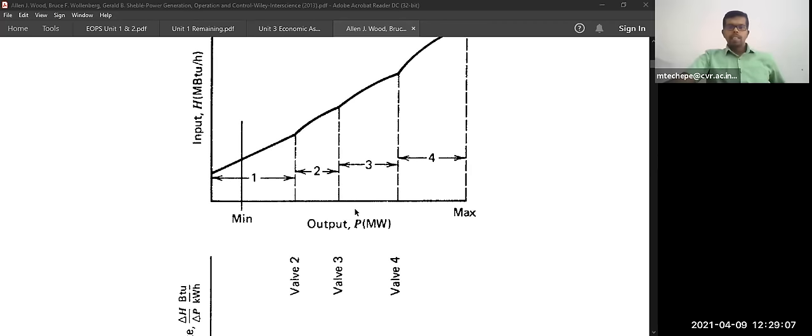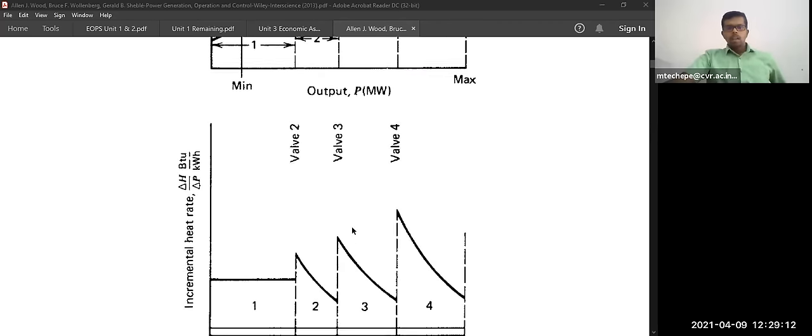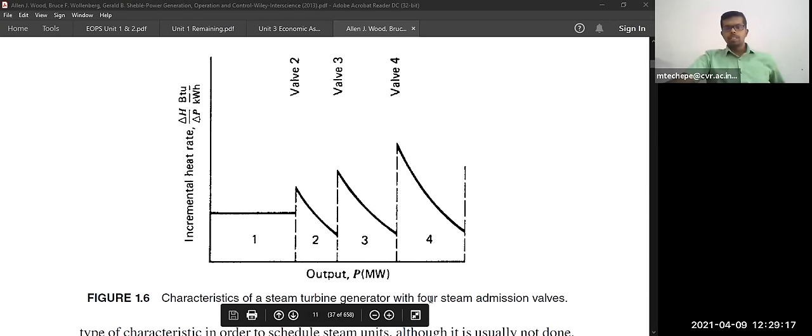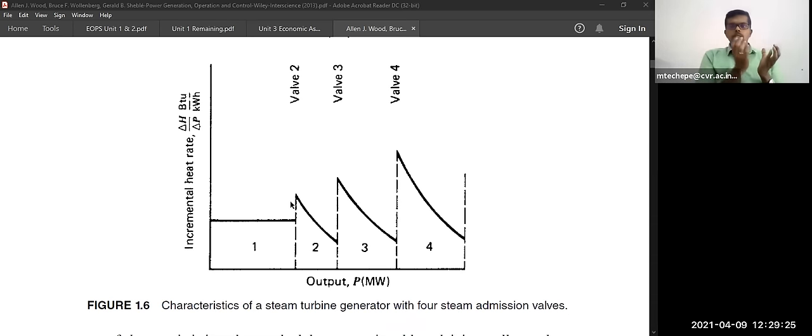Here you can see the variations in the steam turbine units. This is the characteristics of steam turbine units with 4 steam valves. Generally, superheated steam is generated in the boiler and travels over some long distance, because your boiler is somewhat far away from your generator, some 100 to 200 meters.